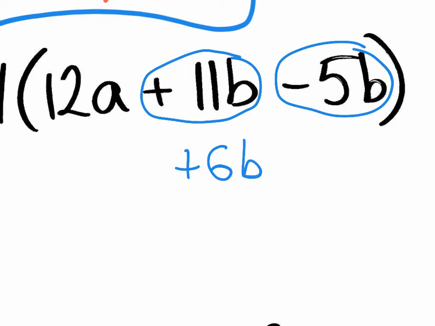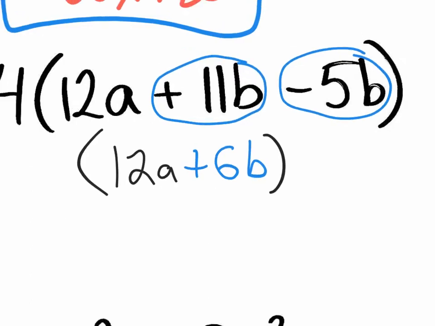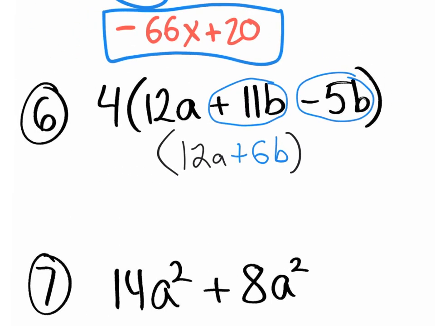Now let me bring down the parenthesis. Let me bring down the 12a right in front of it. And let me zoom out to get the whole picture here. So I have a 4 right in front. So I really have 4 times 12a plus 6b.